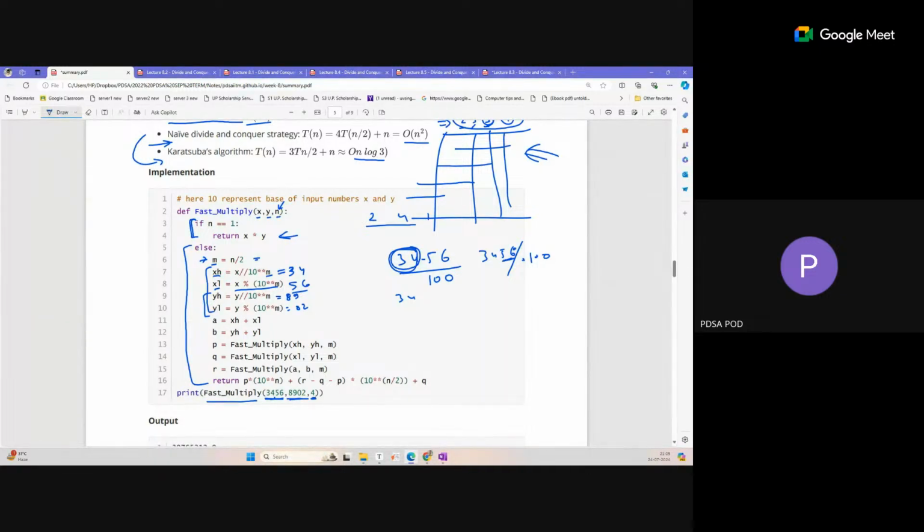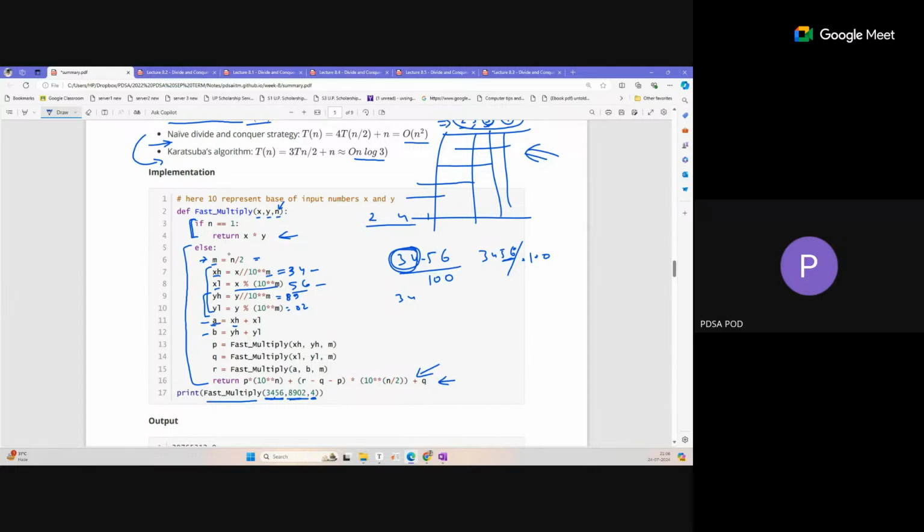This is again the dividing process, and here we are performing some constant operation: a equals xh plus xl. That means we are just adding this 34 and 56. Why are we doing this? Because we have this final formula and we need the value for that. This is just an example of a mathematical proof that if you perform the calculation like this, you will get the final correct solution.